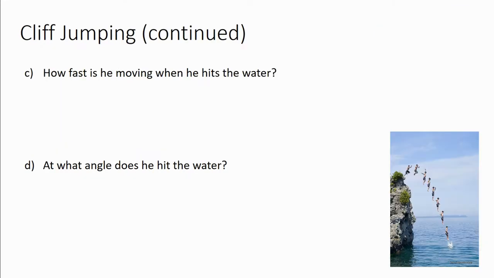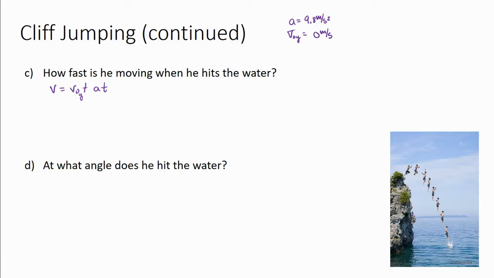I think we got one more here. So lastly, we could ask other questions like how fast is he moving when he hits the water? Probably the easiest way to do this is just with the Paul equation, because if we list the things we know, we know that the acceleration, again, we still only have downward motion, so the acceleration is positive 9.8. We still know that our initial vertical velocity is equal to 0 meters per second.